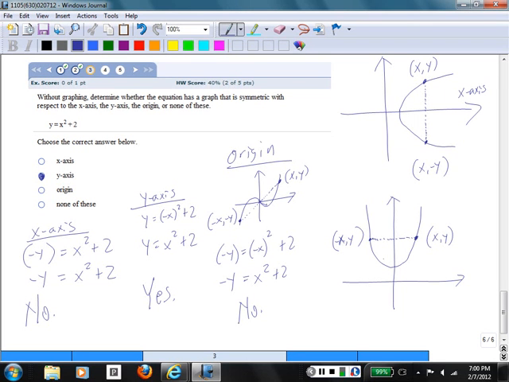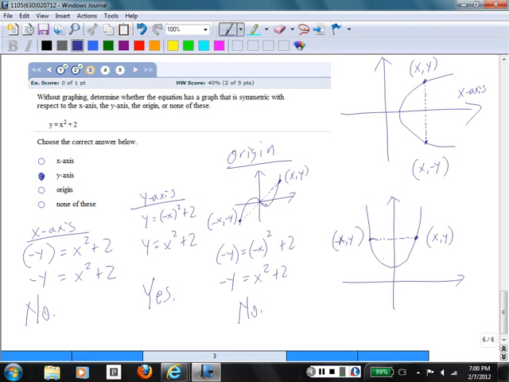If you have exactly one of the other two, then you will not have origin symmetry, because that would give you two out of three. Suppose it's not x, but it is y. You know it's not origin, because it can't have both y and origin. What if you have both x and y? Then it's origin, because you can't have the first two without the third.